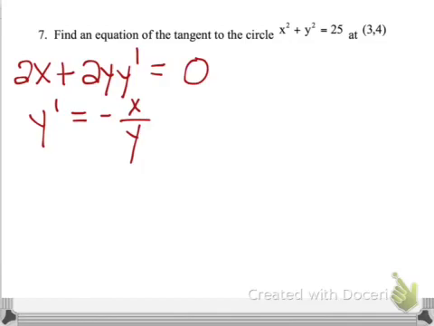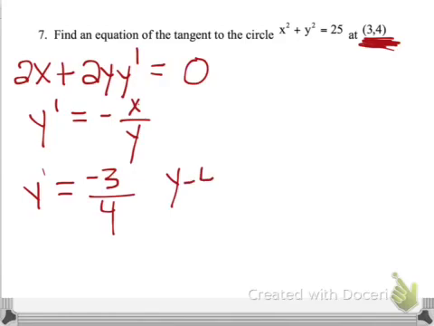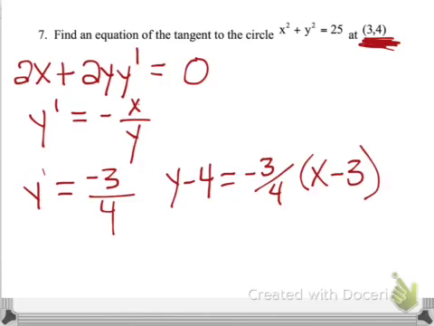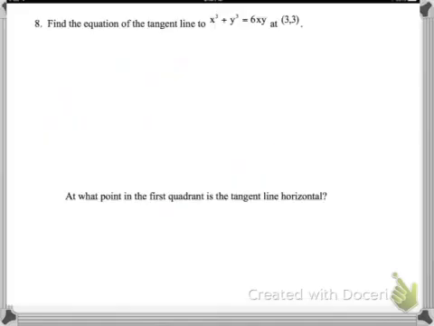Now when you go to find the slope of the tangent line, instead of just plugging x in, you're going to have to plug x and y in. So the slope of the tangent line is going to be negative 3/4 because I'm going to plug 3 in for x and 4 in for y. And now it's the same thing. I have y minus my y value equals my slope times x minus my x value. That's no different. It's just to get the slope, you're going to have to plug x and y in.